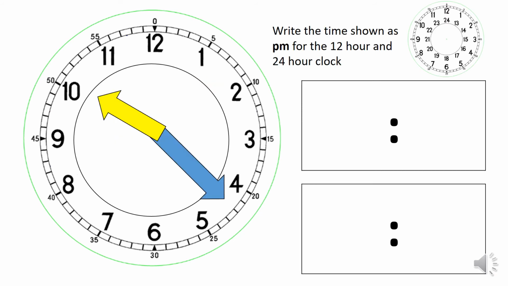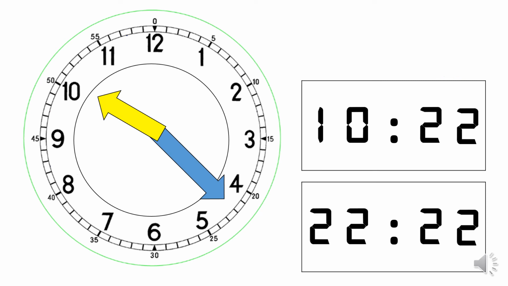The next one, 10:22. How do you write 10:22 for the 12 and 24-hour clock digitally? Take a pause in the video and have a go. There we are then. 10:22 using the 12-hour clock is shown here. And for the 24-hour clock, it's shown here.